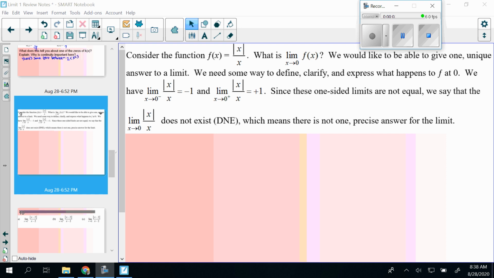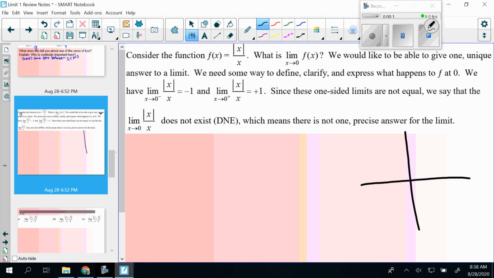All right, consider the function f of x equals absolute value of x over x. So before we proceed with that function, let's look at just the absolute value function for a second here. You've seen this function before. I'm going to call this g of x equals absolute value of x.